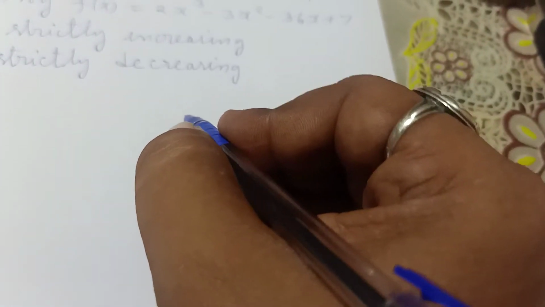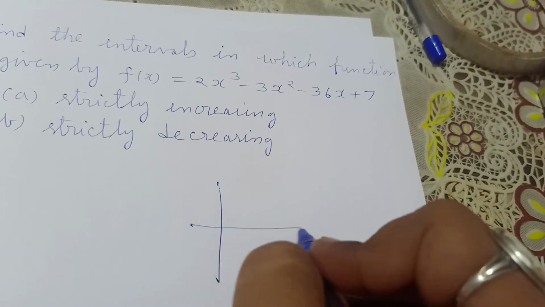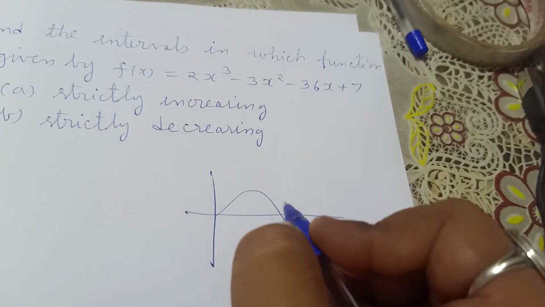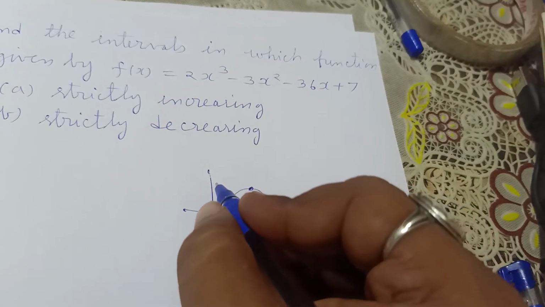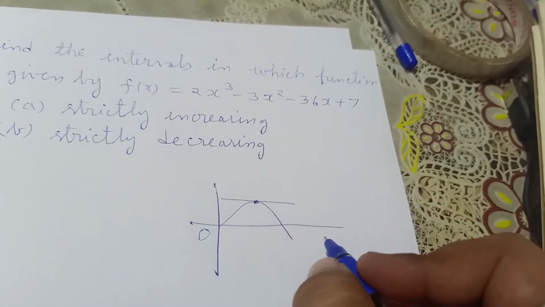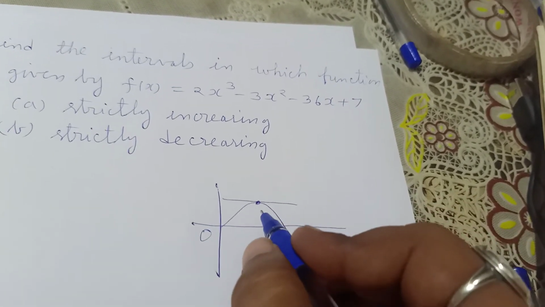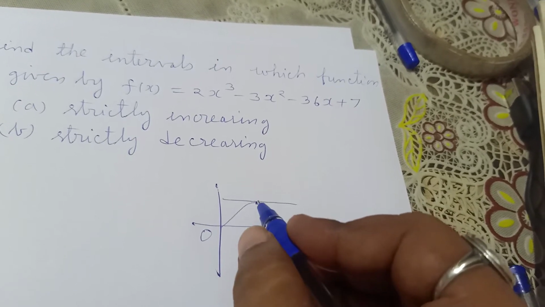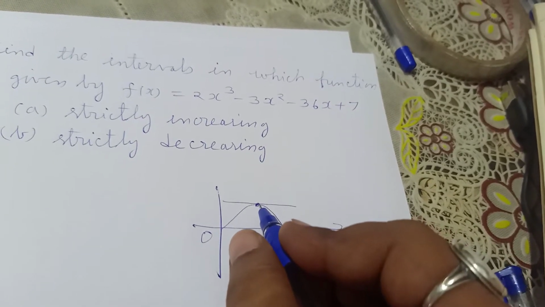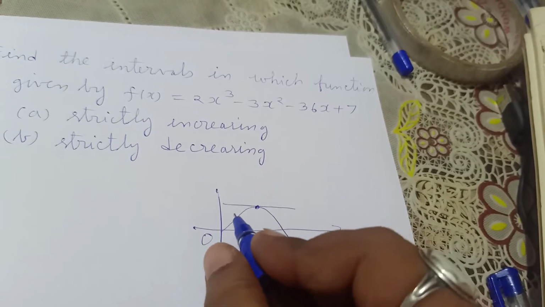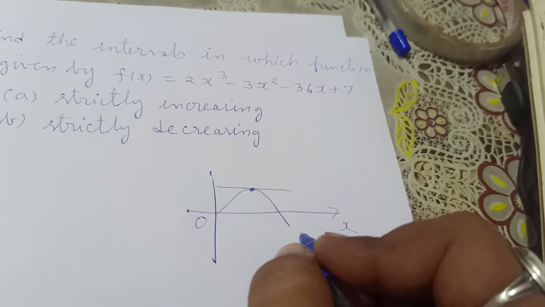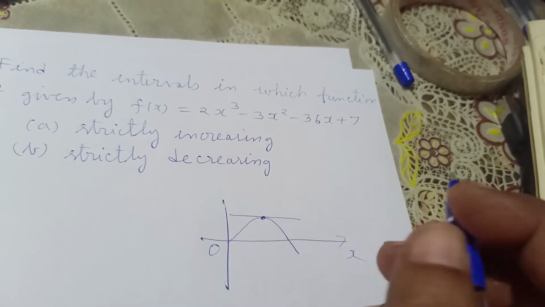If a function increases and then decreases, then we can find a point at which the tangent is parallel to the x-axis. So we will first find all such points at which the tangent is parallel to the x-axis, because on both sides of such points there will be an increasing nature or decreasing nature. So we will find all such points.